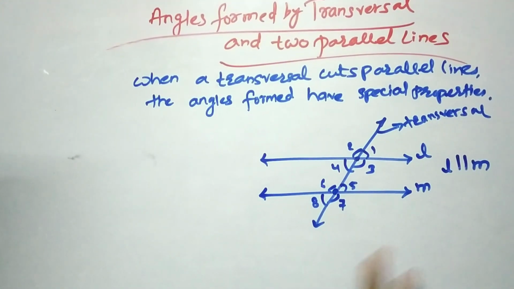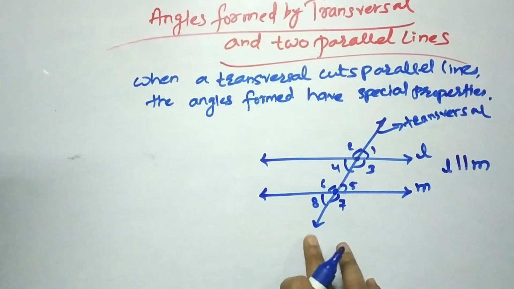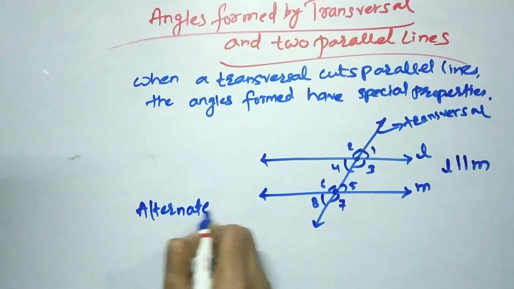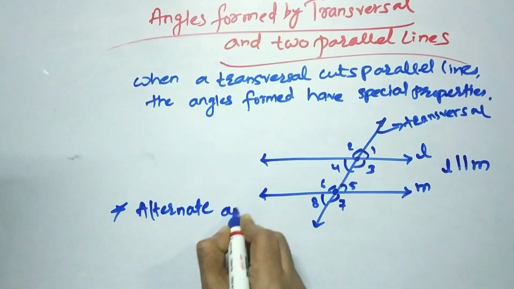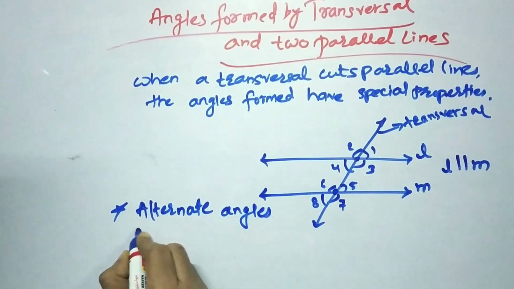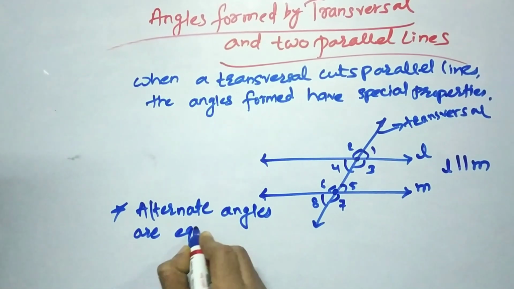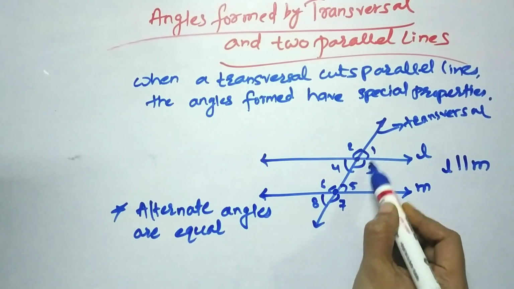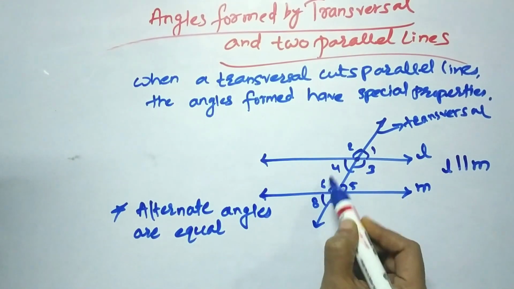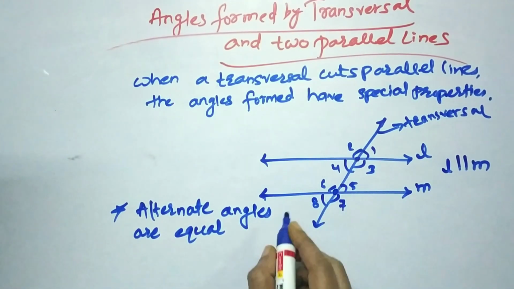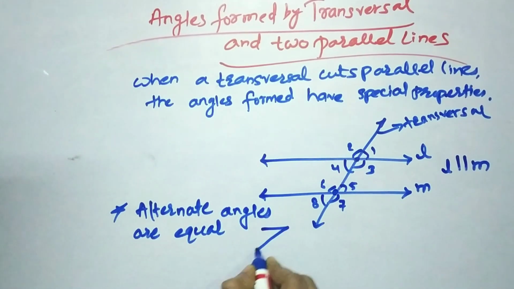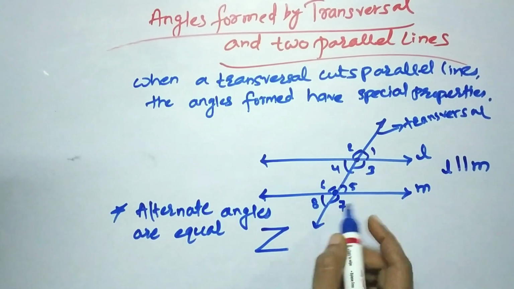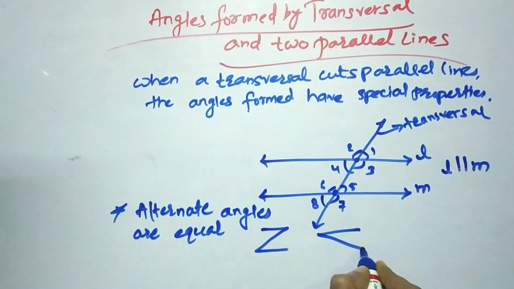So friends, whenever such a situation is there, you can say alternate angles are equal. Alternate angles, this is the first point. Their measures are going to be equal. So what are alternate angles? You can see here, 3's alternate angle is 6 and 4's alternate angle is 5. So you can see this shape is there, or you can say this shape is there.